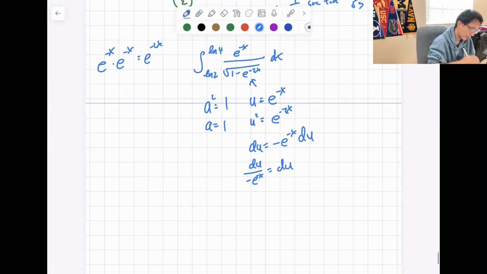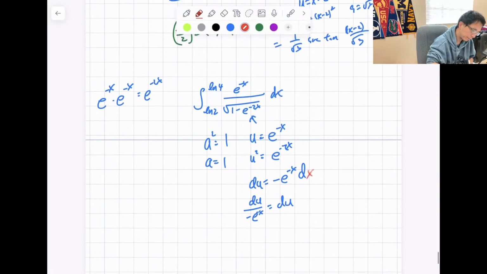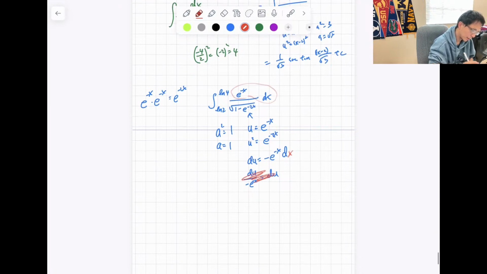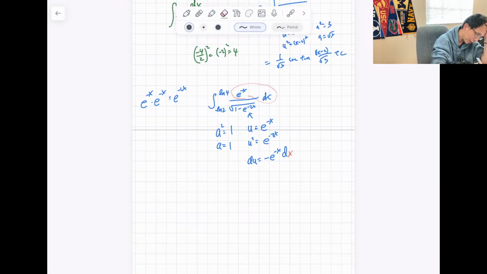Actually, hold on a second. This is dx. I read it wrong. So I can just change this part to what? I'll just cancel. I used to do that, so I'm just gonna do that. du over negative e to the negative x equals dx. Yeah. So now I'm gonna plug in the boundary.